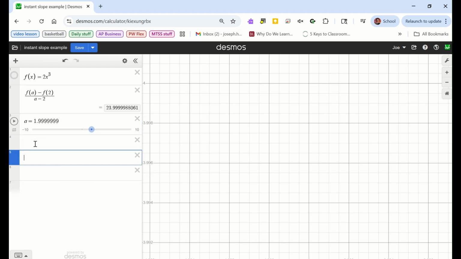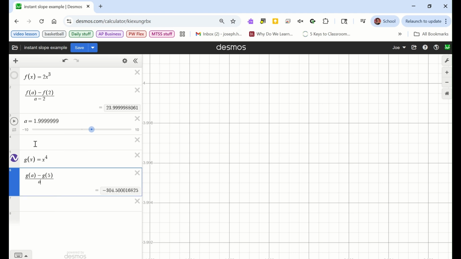So if we want to do another example, let's do this with me now. Let's say we want to do g of x equals x to the 4th, okay? So we're going to do g of a over a minus, let's say we're going to do it at x equals 5, okay?